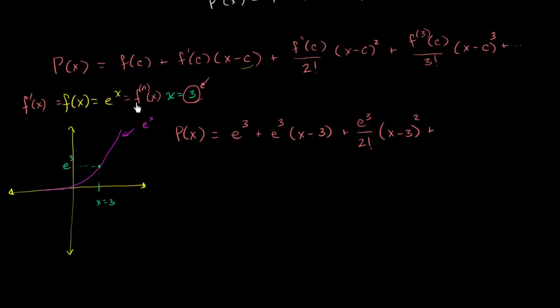The third derivative is still e to the x. Evaluate that at 3. C is 3 in this situation. So you get e to the third power over 3 factorial times x minus 3 to the third power. And we can keep going with this, but I think you get the general idea.